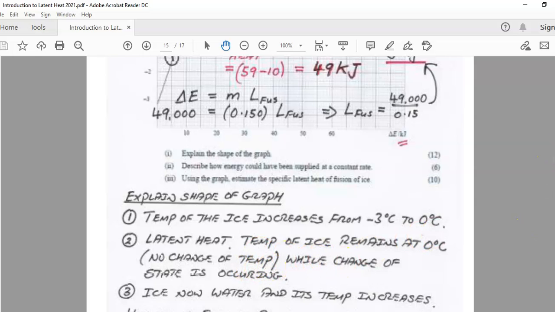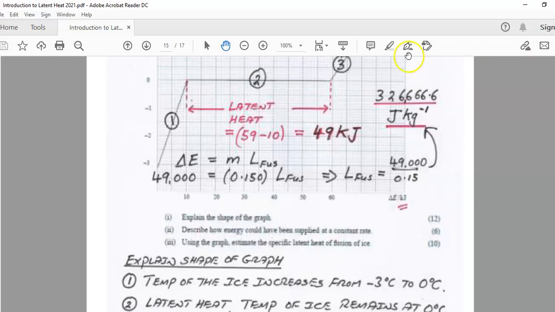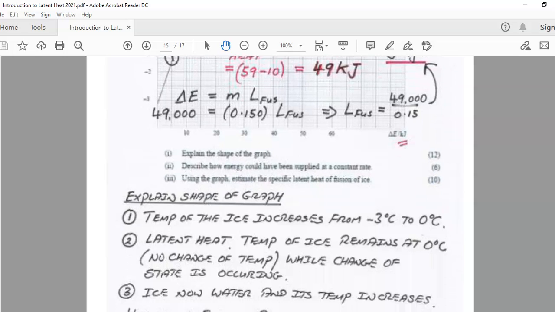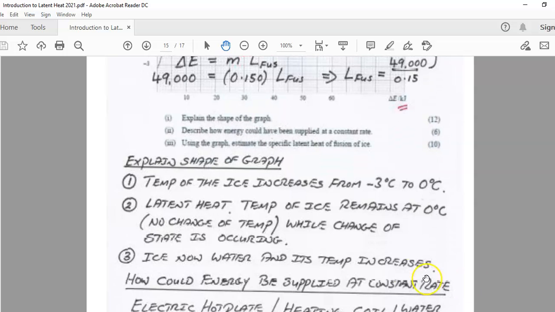And for the third part of the graph here, we've obviously converted all the ice into liquid water. So what did I say about Part 3 there? At Part 3, now the ice is now water and its temperature increases. So I've explained the three parts of the graph there. Maybe in a bit too much detail, but nothing wrong with that. Describe how the energy could have been supplied at a constant rate. Any answer here is kind of acceptable.